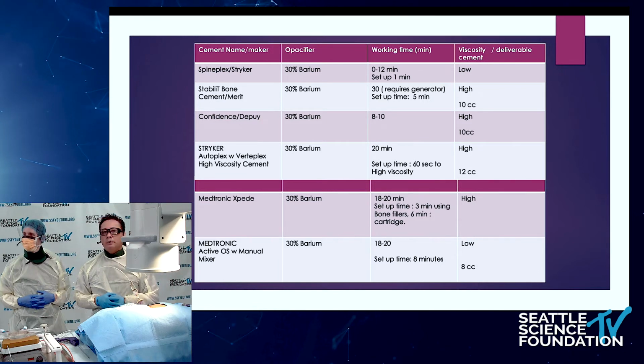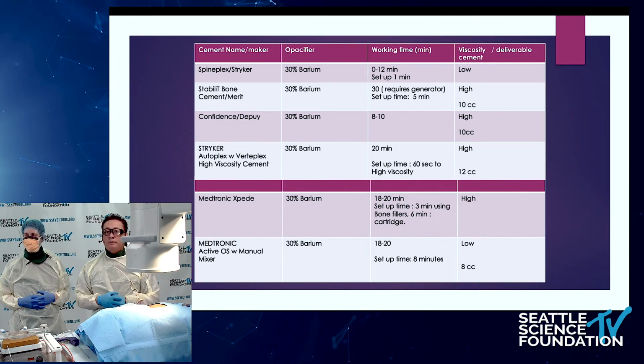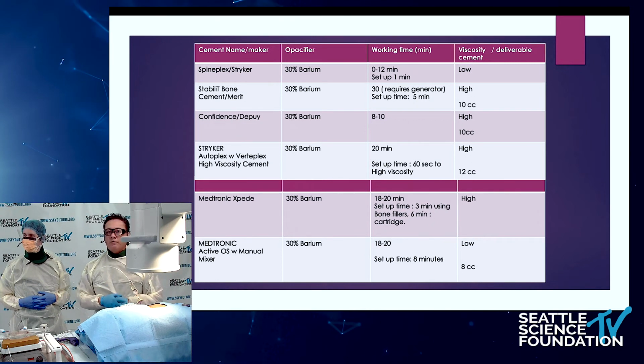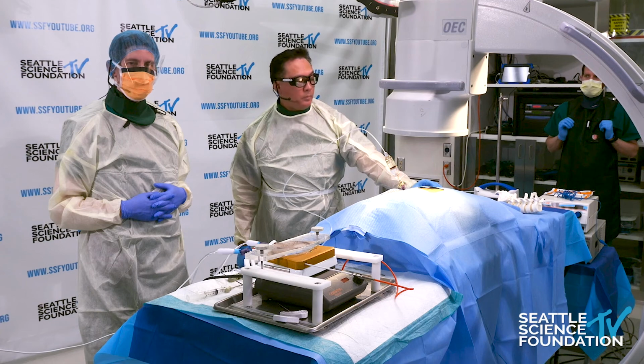But the Merit, I think today you're using the Vertebroplasty cement, but the Stability bone cement from Merit has a working time of 30 minutes. They're also using a generator to provide RF energy to that low viscosity cement to provide a high viscosity deliverable cement. That's a setup time of 5 minutes. And of course, the Confidence from DePuy, also a high viscosity cement, of up to 10 cc's of deliverable cement. Okay? That was great. Thank you both.